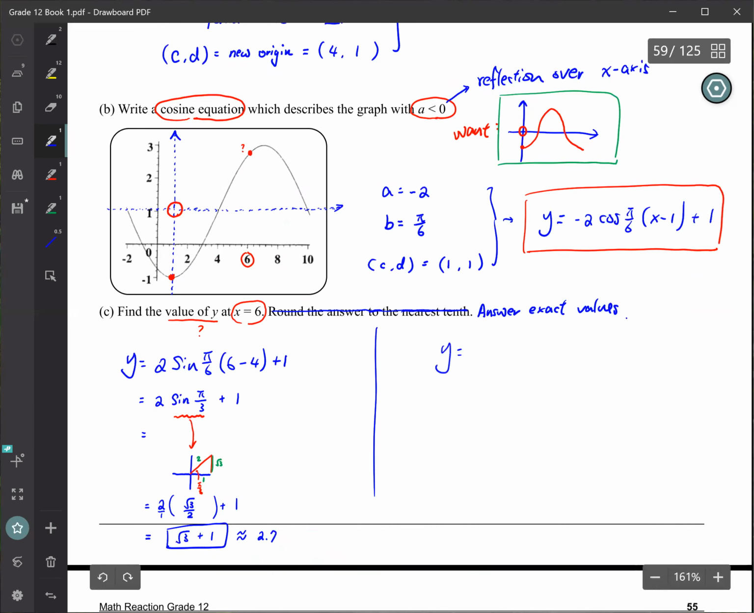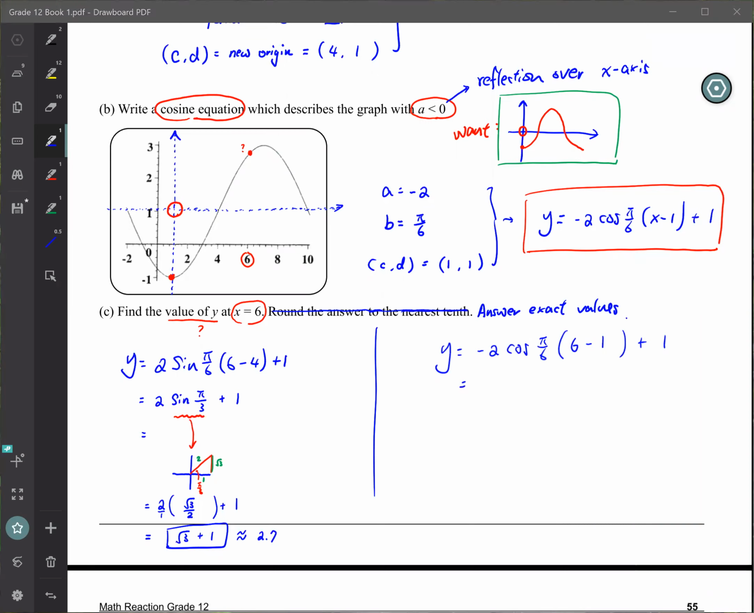Okay, so I would like you to try again, subbing into the second one now. So negative 2 cosine over 6, and still using 6. Okay, 6 minus 1. But this time we are using cosine. Let's see if we can also get the same answer. All right, so please raise your hand if you finish the whole thing.